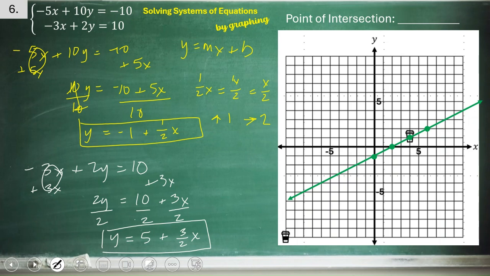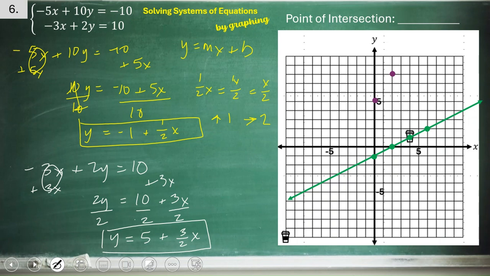So we're going to do the exact same thing. We are going to graph now. So starting with the y-intercept at 5, so (0, 5). Now I'm going to run up 3 and to the right 2. And now I'm going to use that little trick because my graph only goes to 10, so I can't really go up 3 and over 2 on this graph. So I'm going to do my little trick that I mentioned earlier.